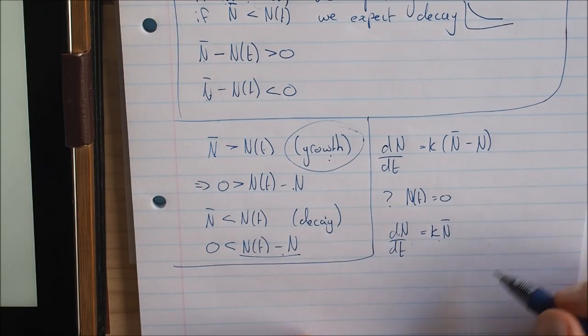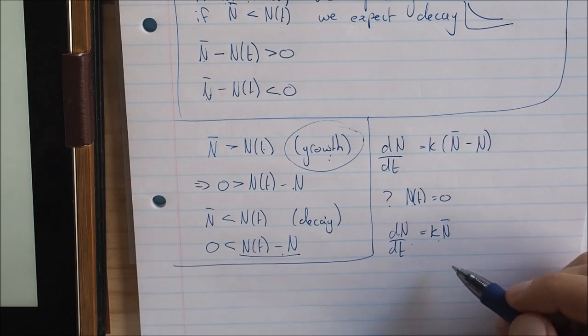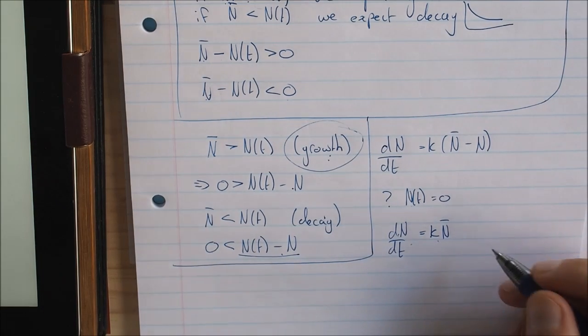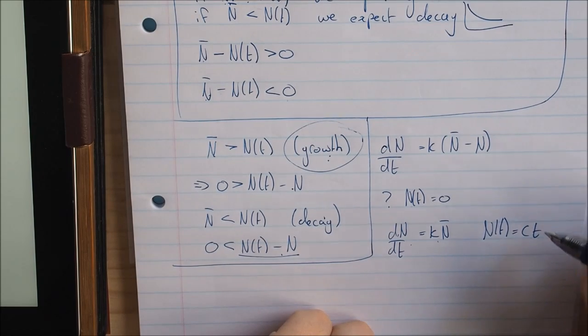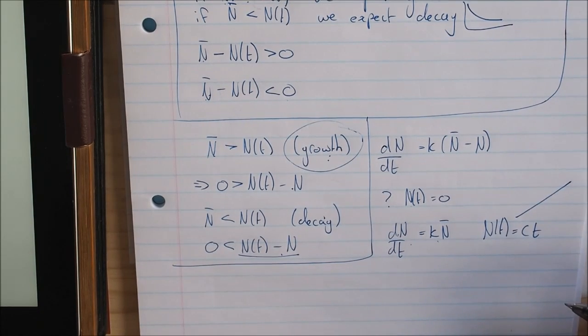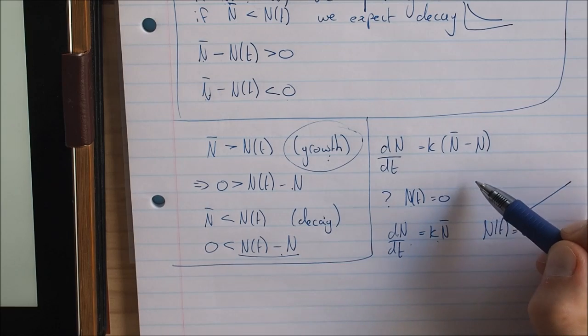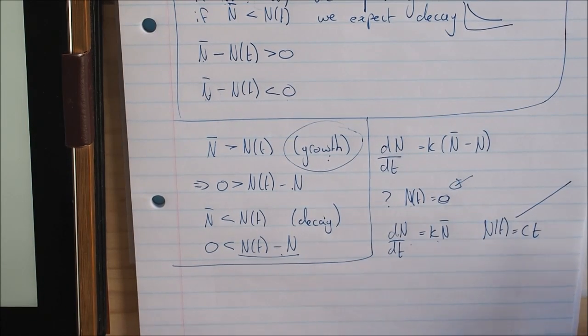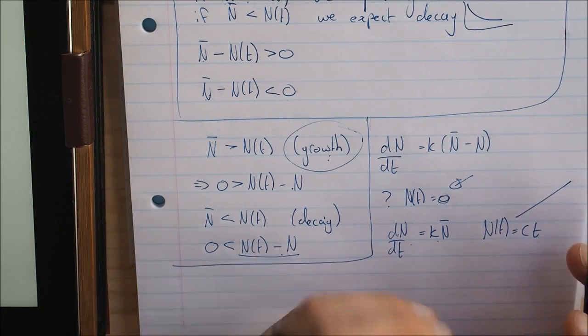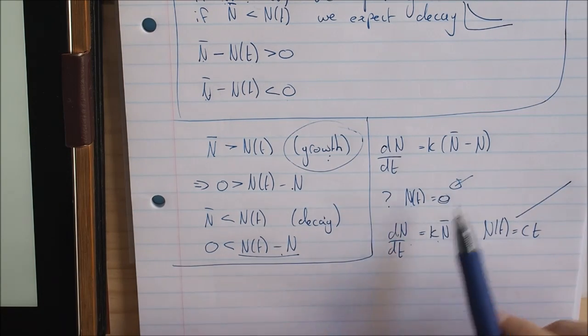So this is a constant, and if we solve this equation by integrating both sides, it tells us that n(t) is equal to some constant times t. So we get some kind of linear growth. But our intuition tells us that there are 0 people, so how can the population grow? So maybe there's some kind of insufficiency in this model.